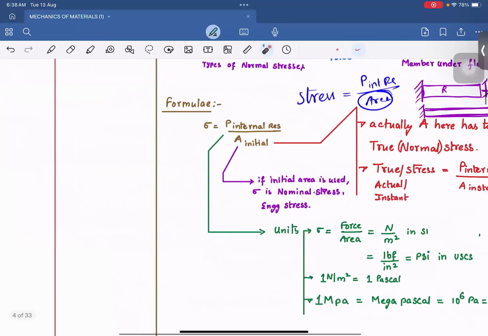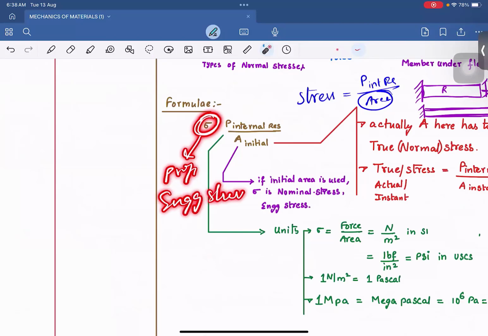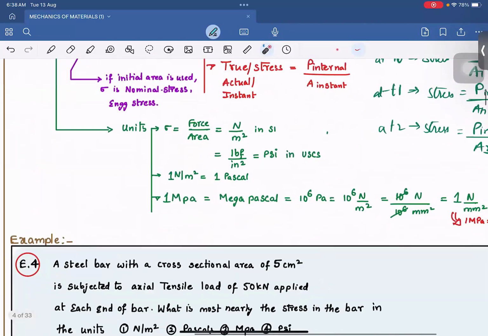And the stress which we have mentioned here without any prefix name is just engineering stress. For engineering purposes, we always use the initial area without worrying about what it has been undergoing later.